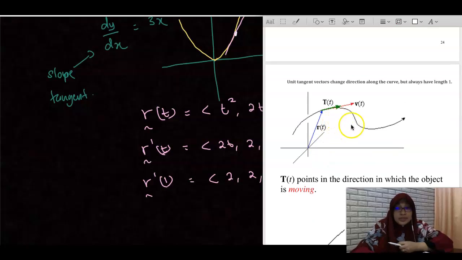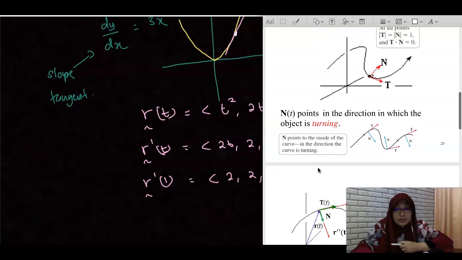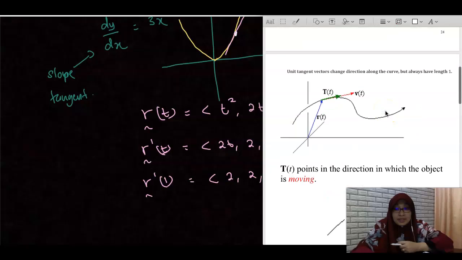Alright, so this is the graphical representation of the relationship between the unit tangent vector and the unit normal. You will see the unit normal vector here. Remember, in the previous video, v is just like a velocity. So how can you obtain the velocity vector? You have r and then differentiate r with respect to t, right? So that is the tangent vector actually.